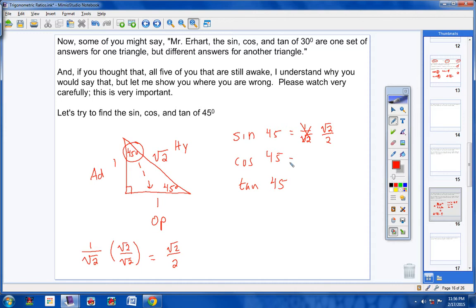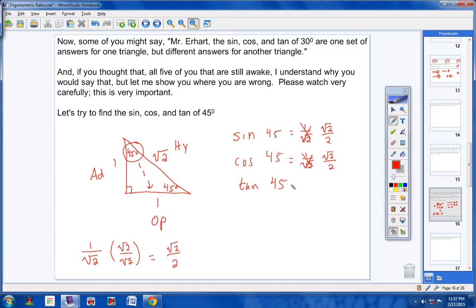Now, let's find the cosine of 45, okay? That would be adjacent over hypotenuse. So here's adjacent, here's hypotenuse. Look, it's the exact same thing. 1 over square root of 2. So let's rationalize that, which we already did down here, and we'll get square root of 2 over 2, okay?